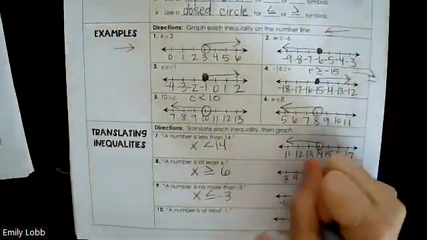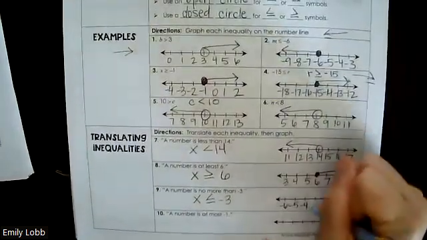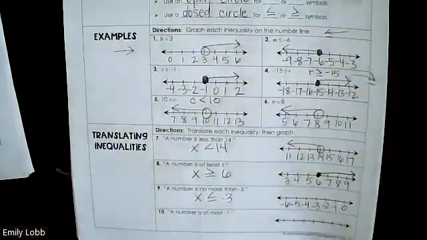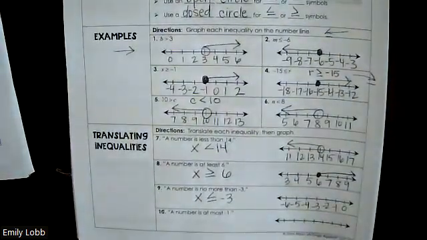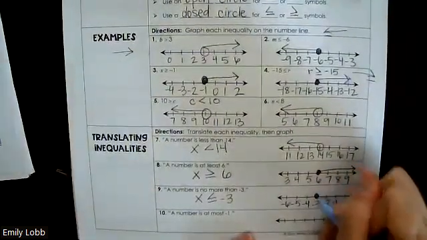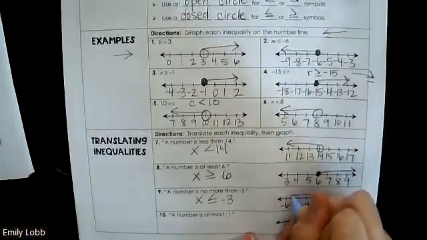Let's start at -6, -5, -4, -3, -2, -1. That's fine. All right, open or closed at -3? Closed, well done. And to the left.